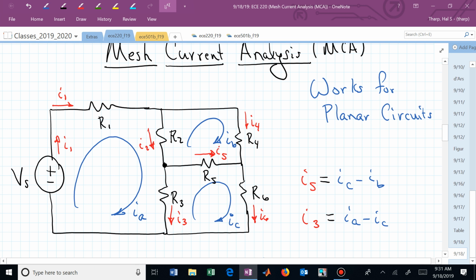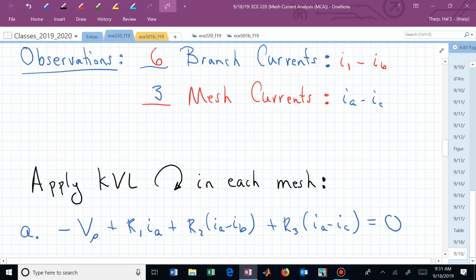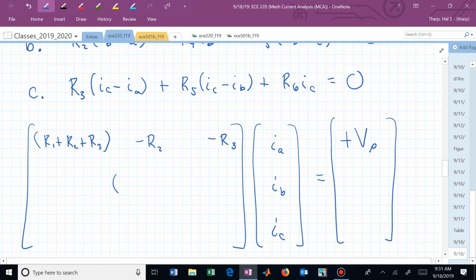How do we write the second row of our matrix equation by inspection of this circuit? What goes in the 2, 2 entry of our resistor matrix? We just add up all the resistors that touch I sub B. R2, R4, R5. So we do that immediately. We come down here and we say, oh, my 2, 2 entry is R2 plus R4 plus R5.